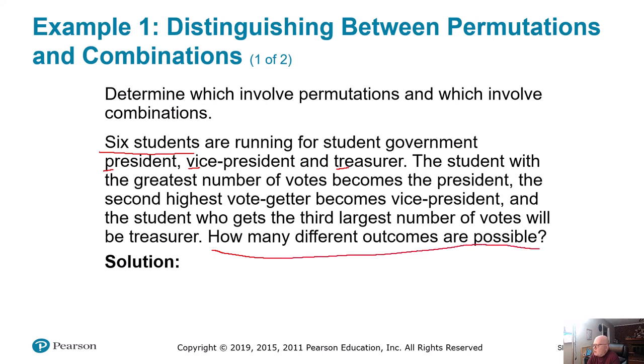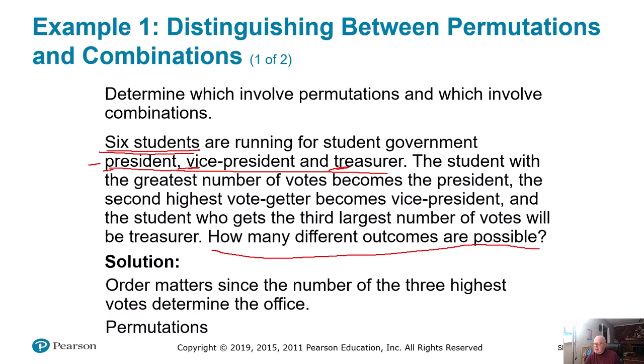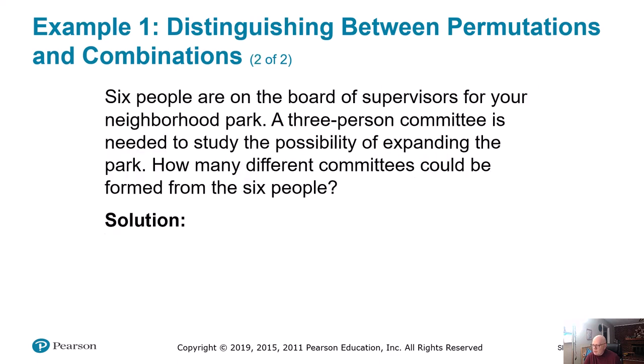So the first question you ask yourself, as well as some of the obvious, is: 1, how many are running for office? How many are going to become officers? Does order matter? Does it matter whether you could become president, vice president, or treasurer? Well, of course it matters. Since it does, then you're talking about a combination, or excuse me, you're talking about a permutation because order matters.